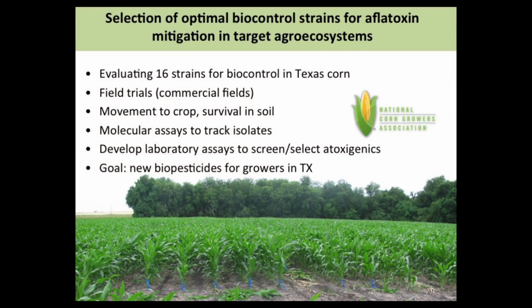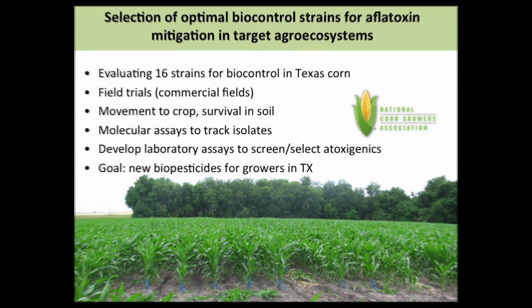What we did is we evaluated 16 different atoxigenic strains that were isolated from corn throughout Texas, from all the different corn growing regions. We conducted field trials in commercial fields to look at how good each of these atoxigenics were at displacing toxin producers and reducing aflatoxin contamination. We looked at both movement up to the crop and in the soil.